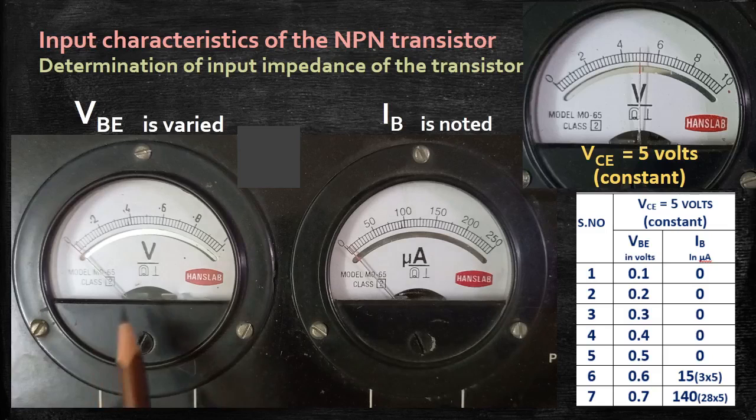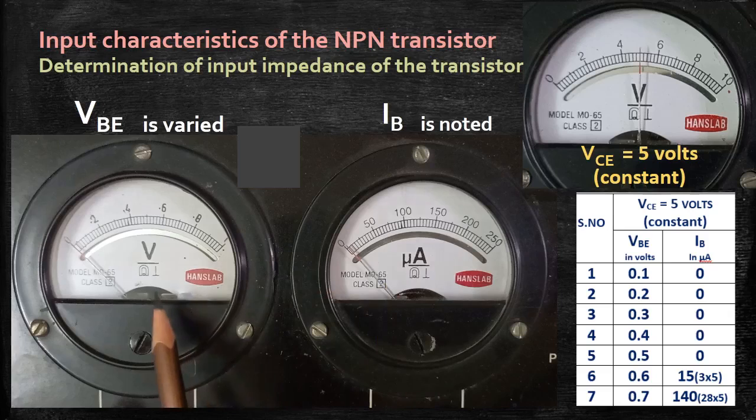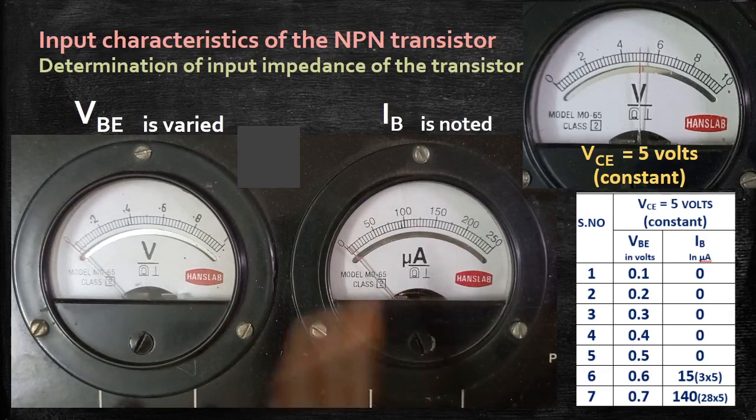Now VBE, the voltage across base and emitter, must be changed, and we note the corresponding variation in the microammeter. Are you clear? Here we are measuring the base current. The base current is measured in the microammeter, and that should be noted. So VBE should be altered, IB to be noted.